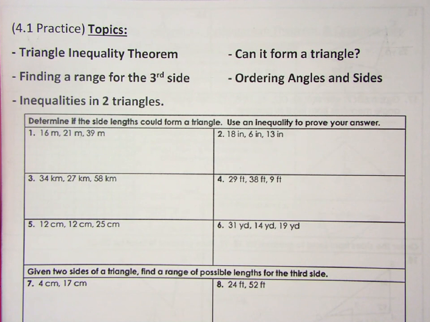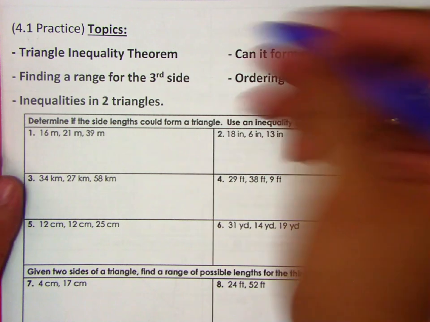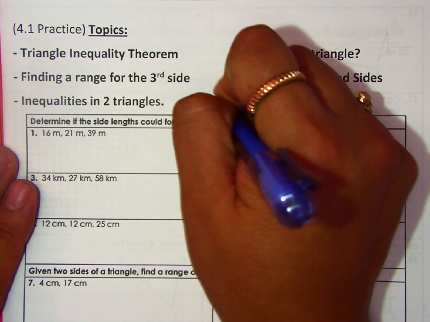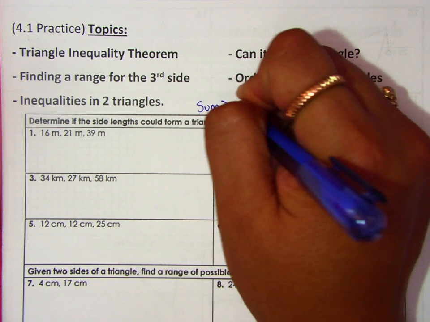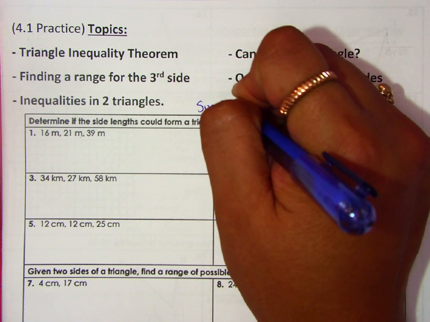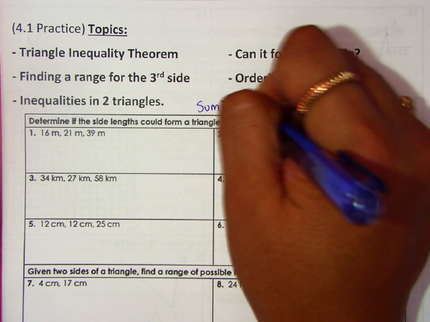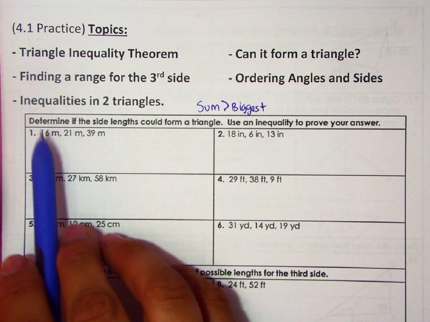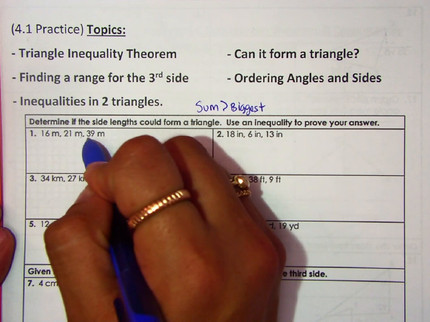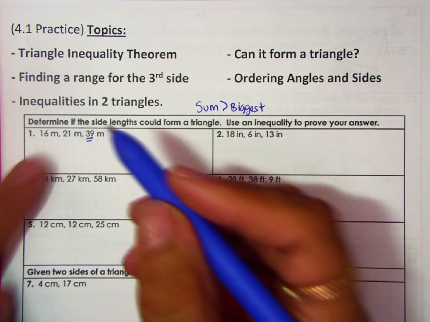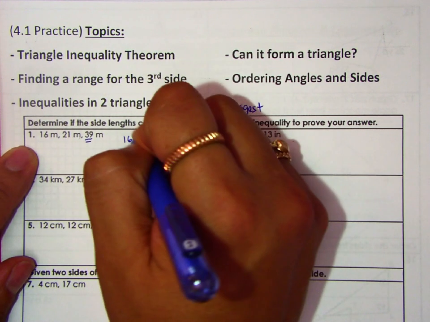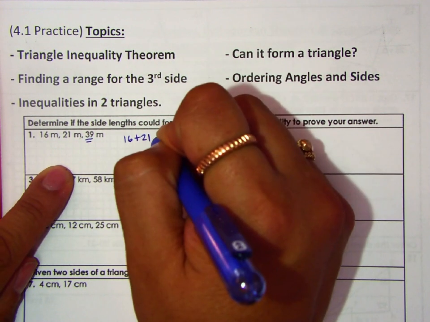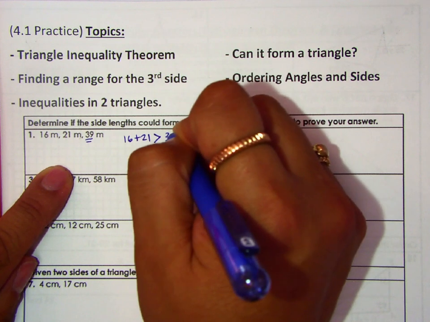It's asking you to determine if the sides could form a triangle. So what to remember about that? You have to remember that when you find the sum of two side lengths, it has to be larger than the biggest side. So the first thing you want to do is look for the biggest side. For example, number 1: 16, 21, and 39. The biggest side is 39. So we're going to add 16 plus 21, and it should be greater than 39.